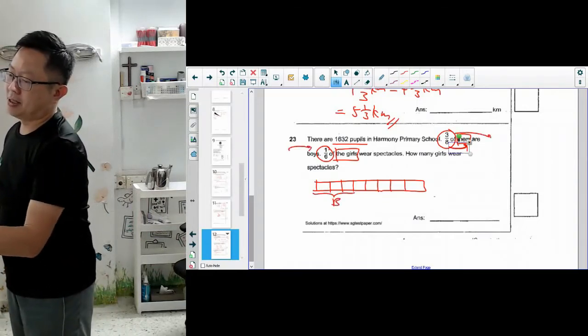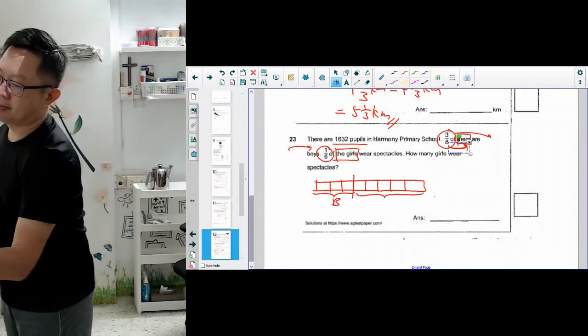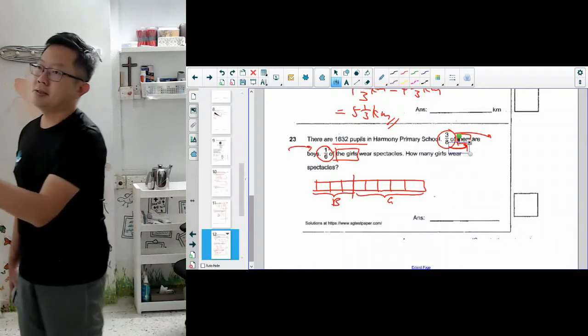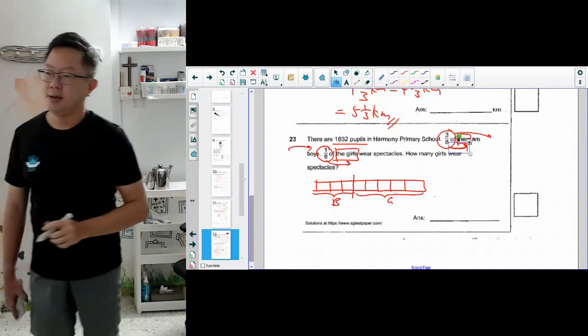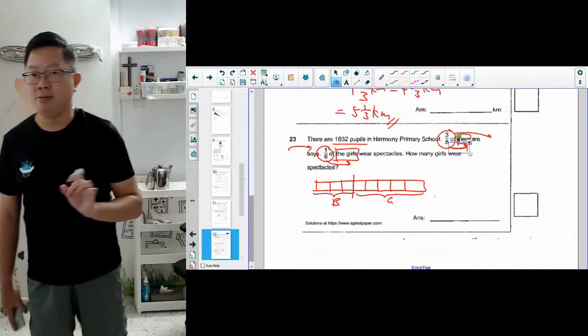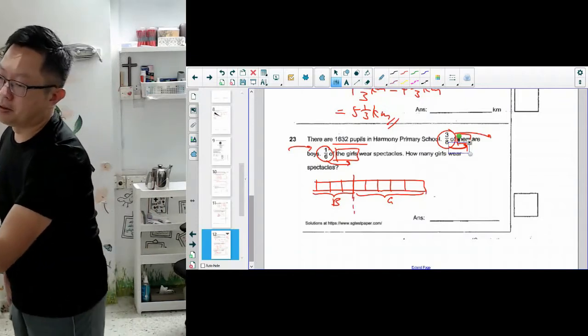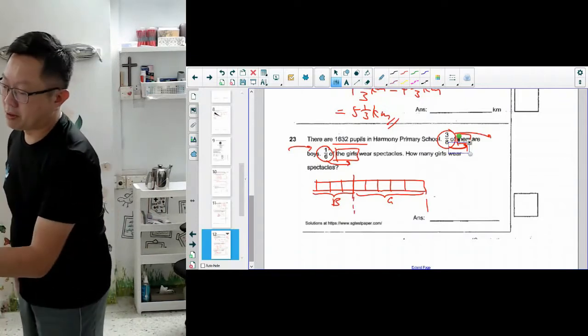And then of course the rest are girls. Okay? Alright. And then you can see that the girls must have 6 boxes. But if you look at the model, there are 5 boxes only. So you cannot cut into 6 boxes. Then you have to drop down. Right? I'm sure your teacher will have taught this also.